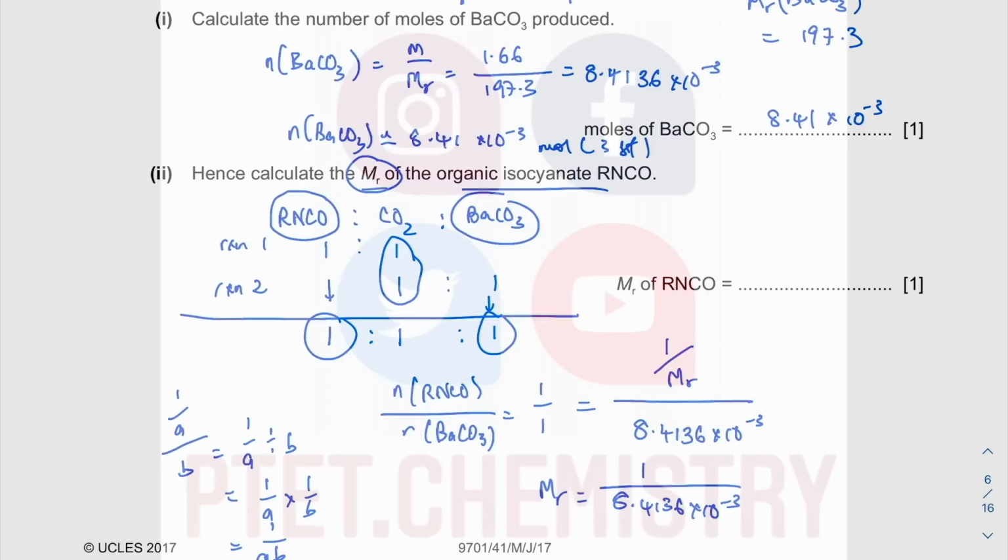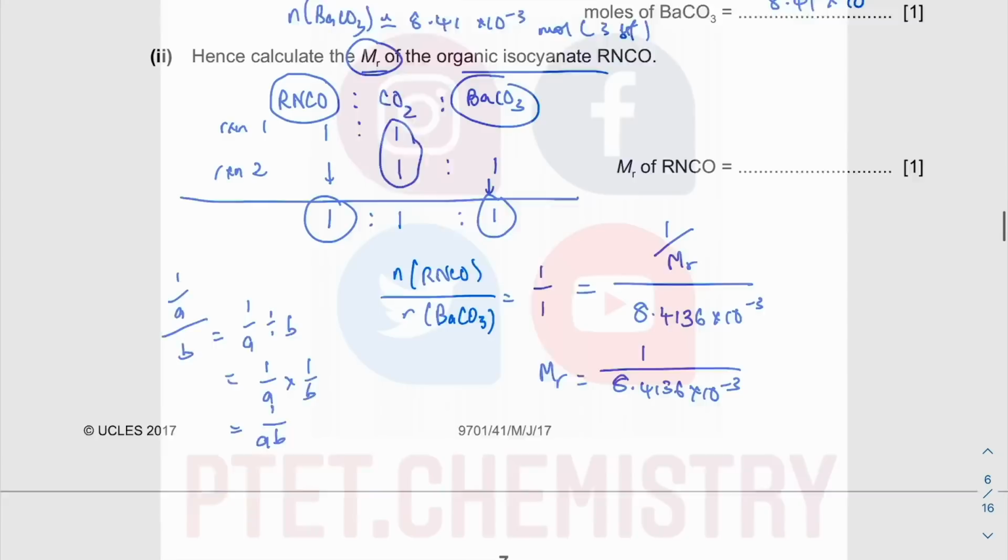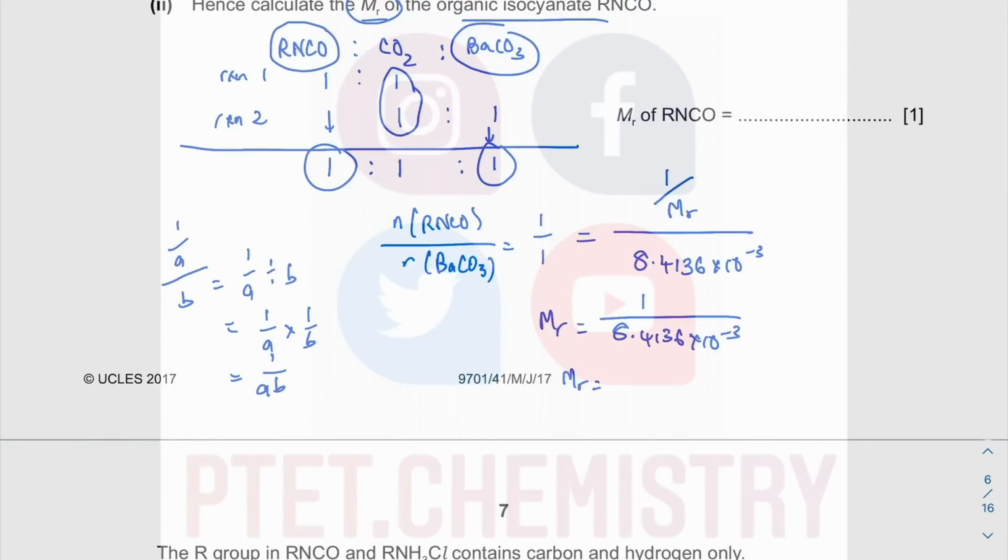If you can't see this properly, just do it the long way, and hopefully you can see it. Okay, 119, 3 significant figures.